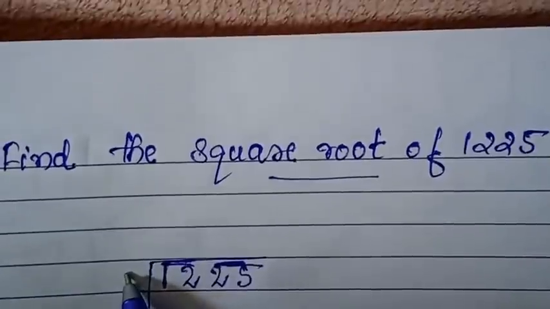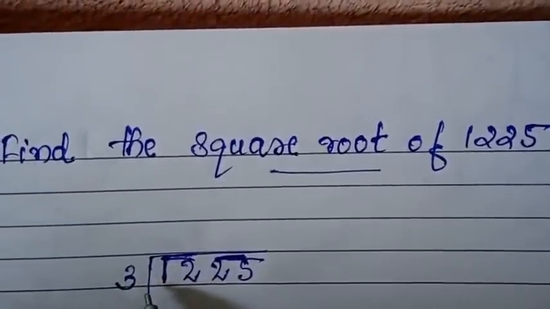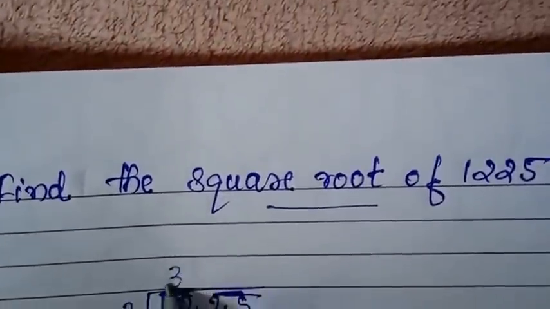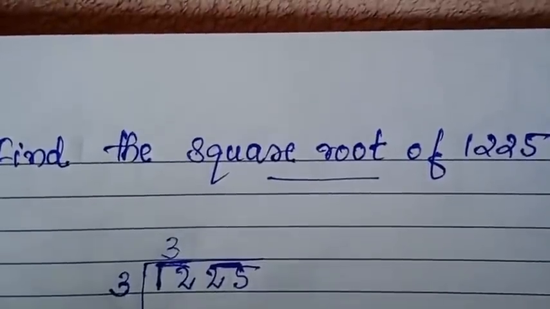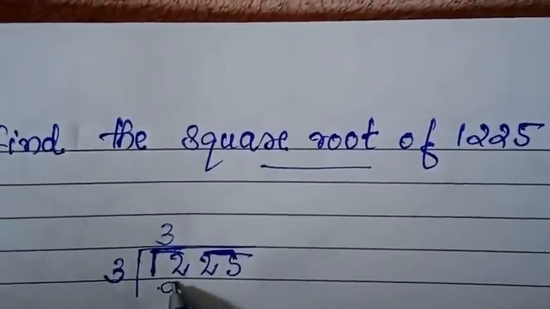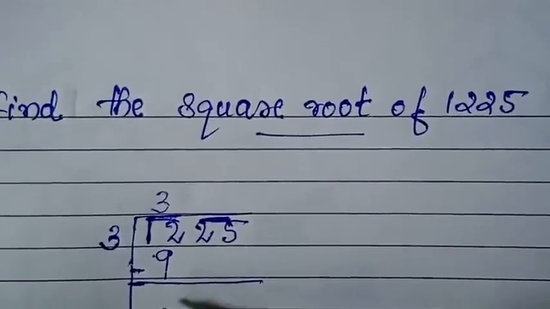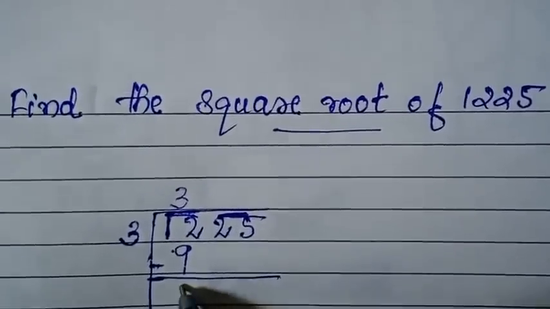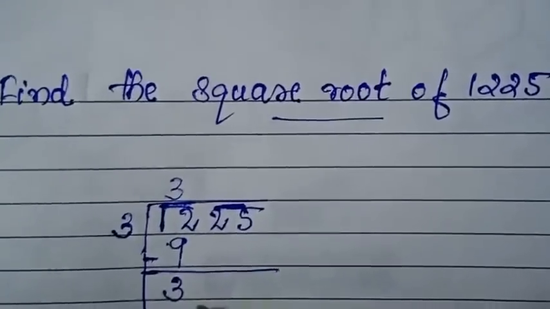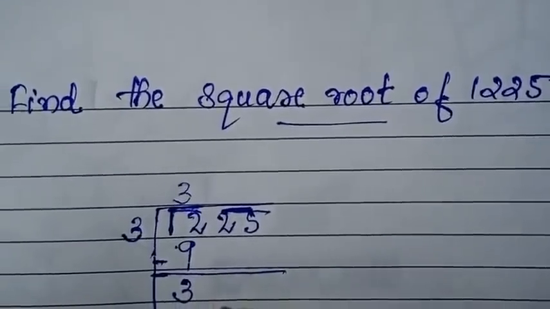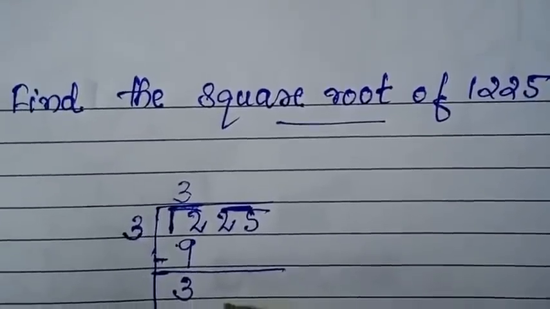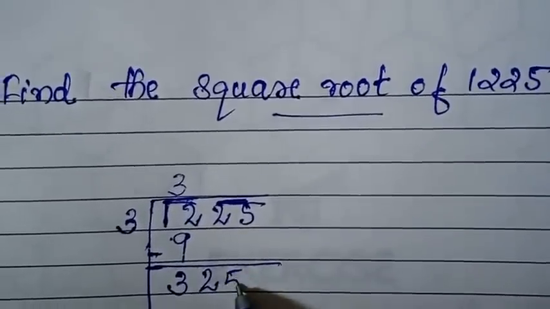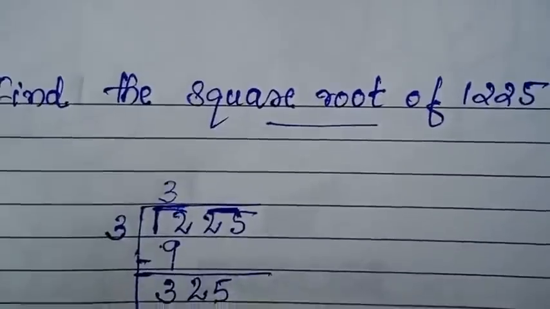This is 3 over here, and in the quotient we will write 3. Understood? So 3 square equals 9. The next step is we subtract 12 minus 9. We get 3. Bring down the number under the next bar. Here 25 goes to the right of the remainder. So we write 325. This is the new dividend.